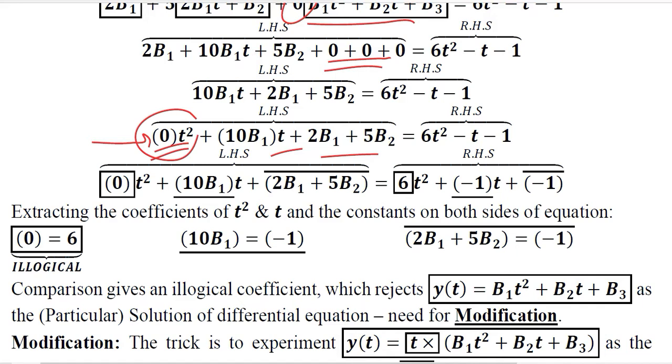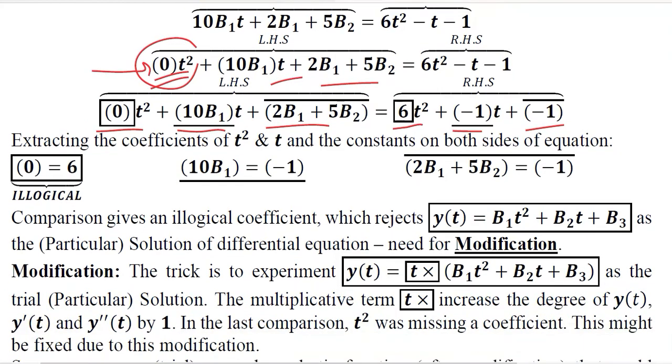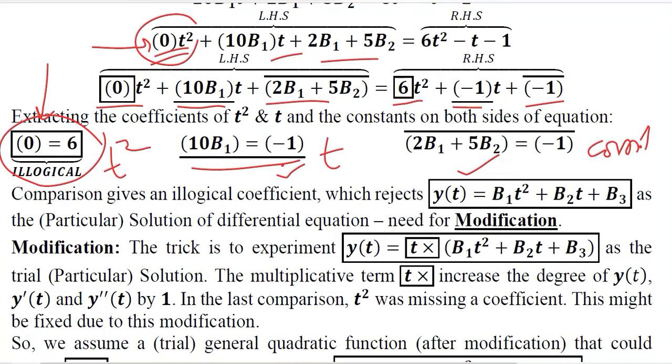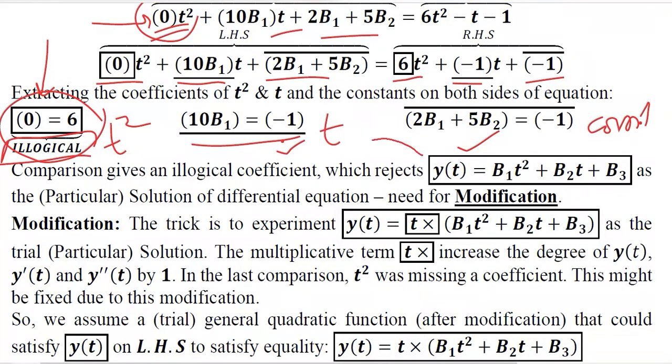This is the coefficient of t square on the left hand side, this is the coefficient of t square on the right hand side, then the coefficient of t on the left hand side and the coefficient of t on the right hand side, and the constant terms, we can equate them. These can make sense, but this cannot make sense because 6 cannot be equal to 0. So we have an illogical outcome. So we cannot use this trial solution that we experimented with. So we have to come up with some sort of modification.